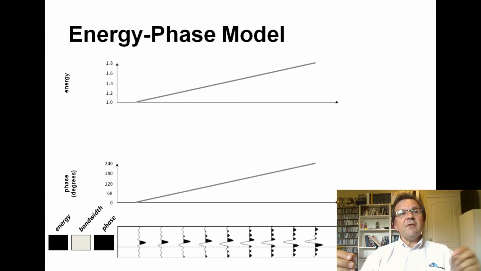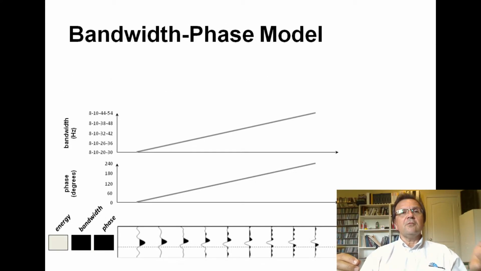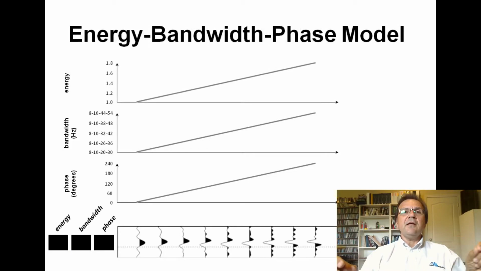Next, in the energy phase model, energy and phase vary as they do in models 1 and 3, while bandwidth remains constant. In the bandwidth phase model, bandwidth and phase vary as they do in models 2 and 3, while energy remains constant. In the energy bandwidth phase model, energy, bandwidth, and phase all vary as they do in models 1, 2, and 3.